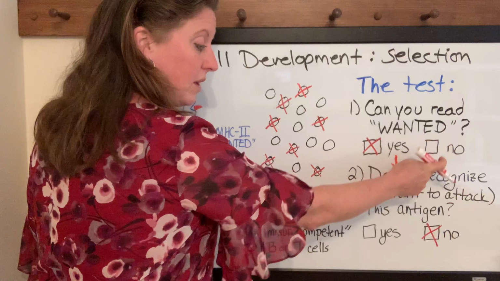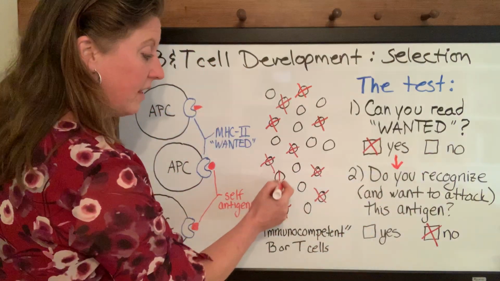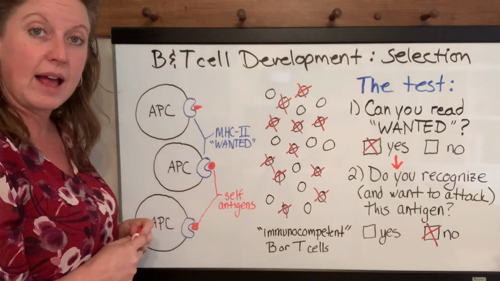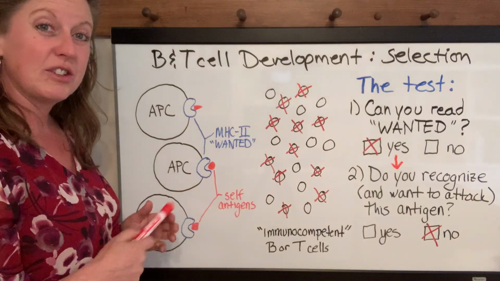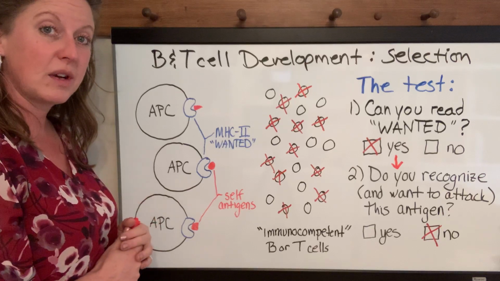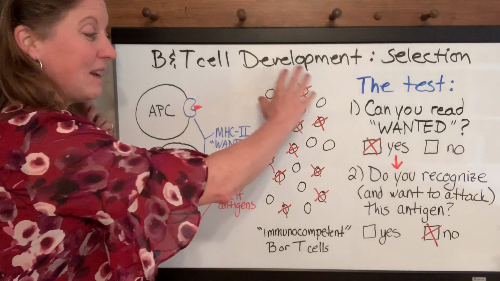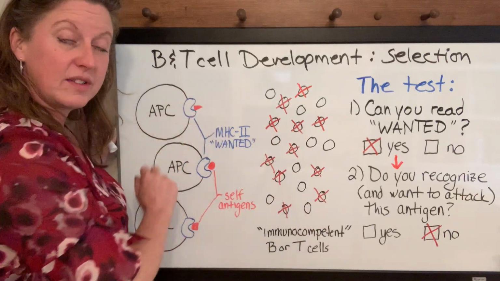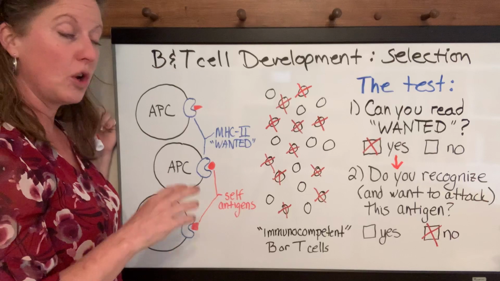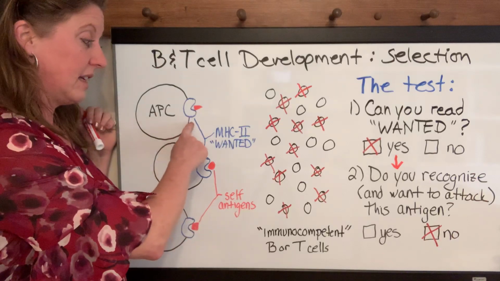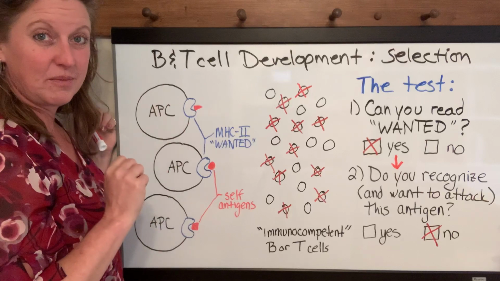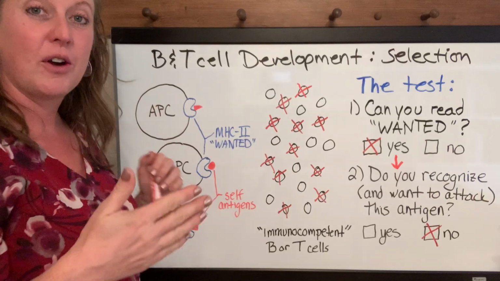If they answered no here or yes here, then they are eliminated from the population that's going to be allowed out into the body. Now, in terms of how many cells actually make it, there's about a 2% success rate. So 98% of the cells that go through this testing fail and are not allowed out into the circulation. Only 2% recognize the MHC2 and say, that's not my antigen. And then they are allowed on to the next step.